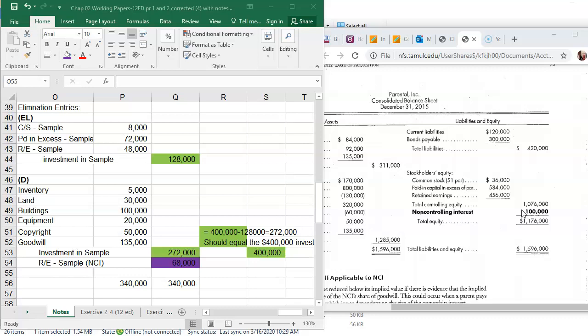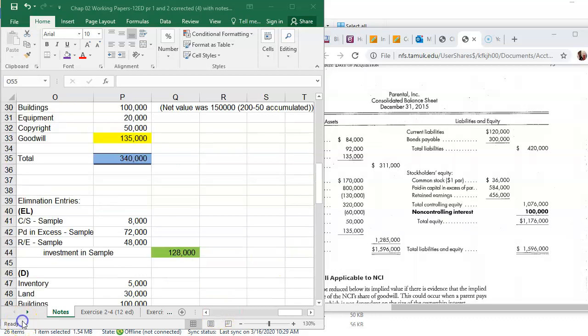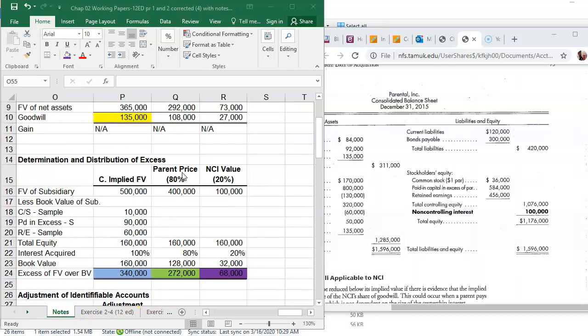I'm looking at the dates. It bothers me that it's $100,000, but I think it has to do with dates. But anyway, that's where the NCI goes. I remembered why it's $100,000. It's this implied fair value of the NCI. So it's their share of the retained earnings plus their share of some of the adjustments to the assets.